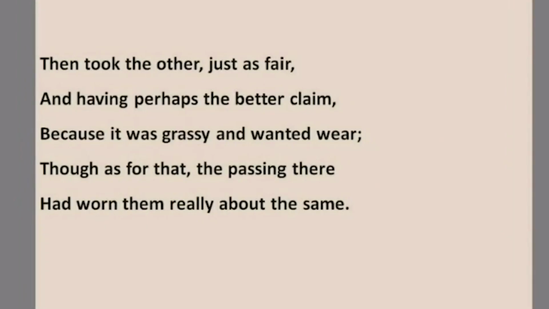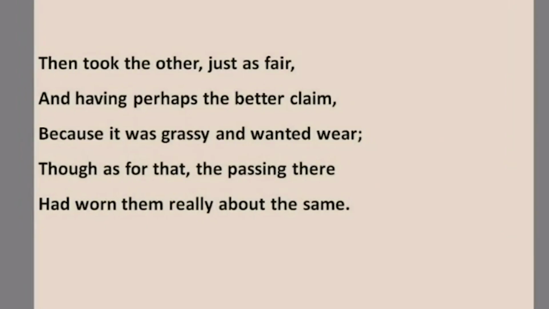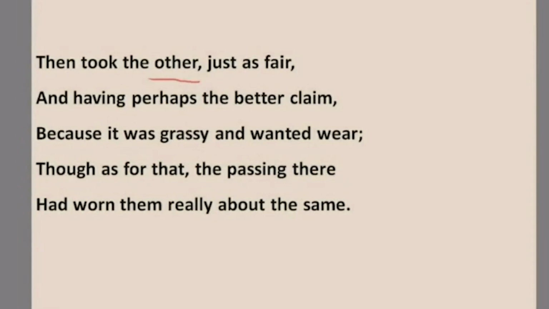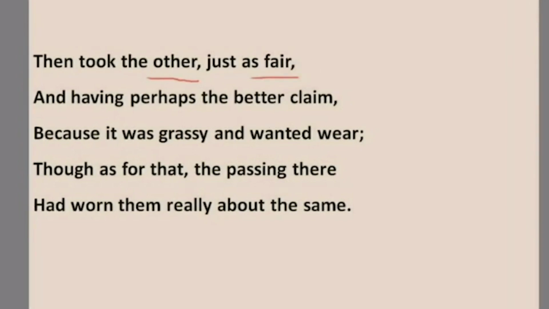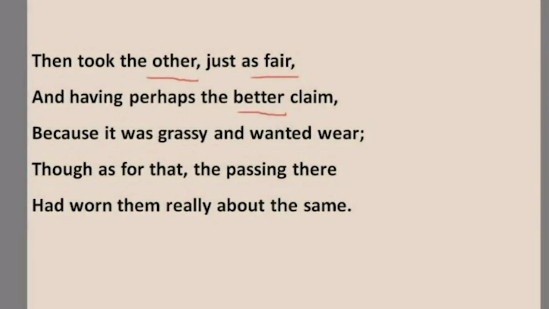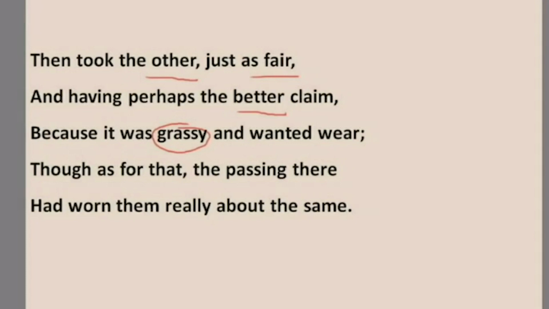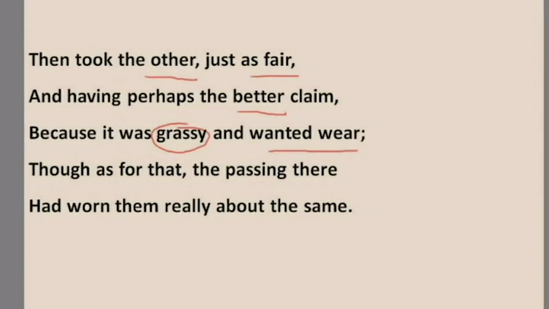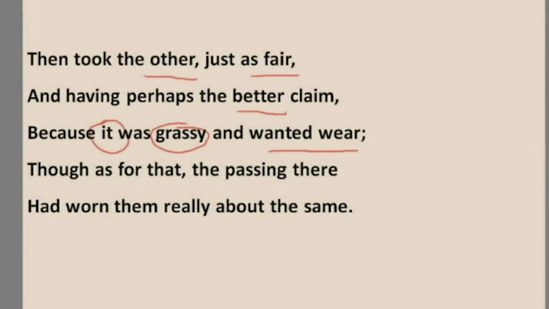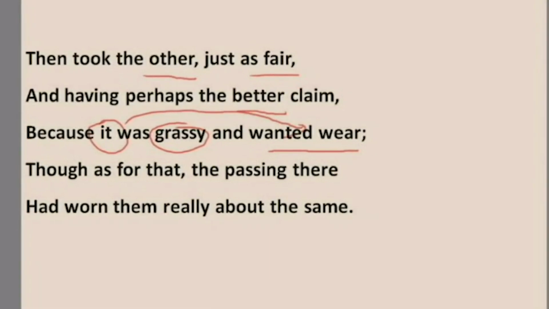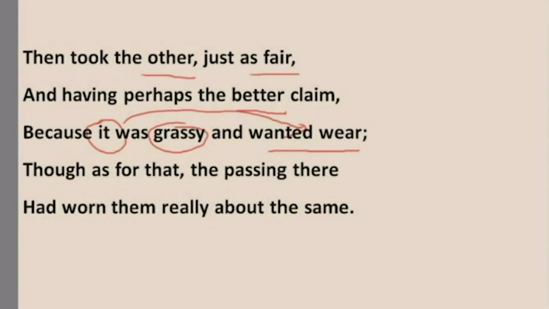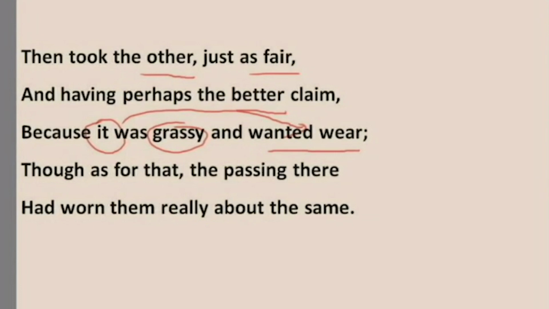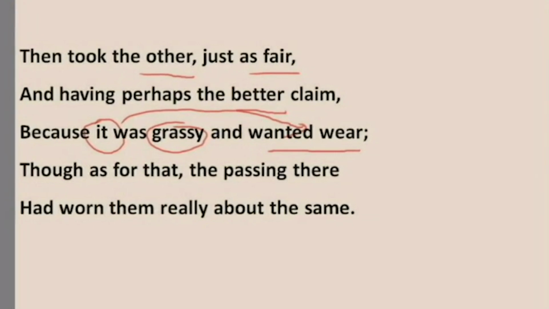So this is the next stanza. Now after looking at the one road, he looked at the other road, and the other road looked much better, and it was fair, and it also looked better because it was full of grass, and it also wanted wear. So it wanted wear, which refers to the road. The road wanted wear. So the road is an inanimate object. It cannot say I want this and I want that, just like a human being. So what we say is the poet has used personification.